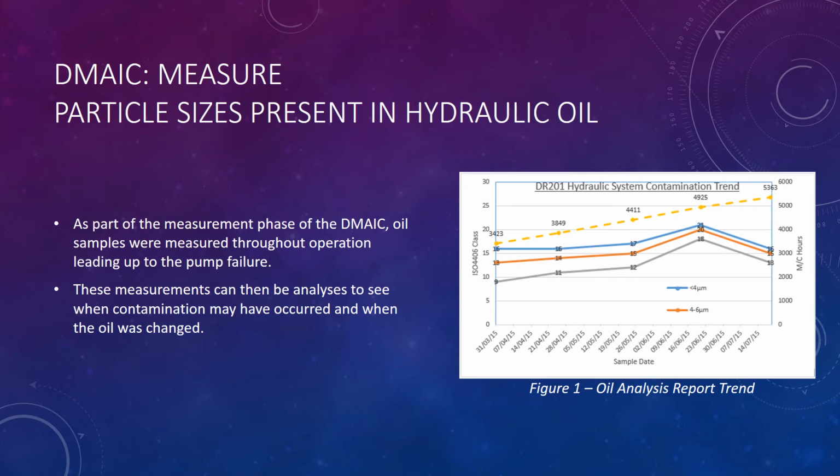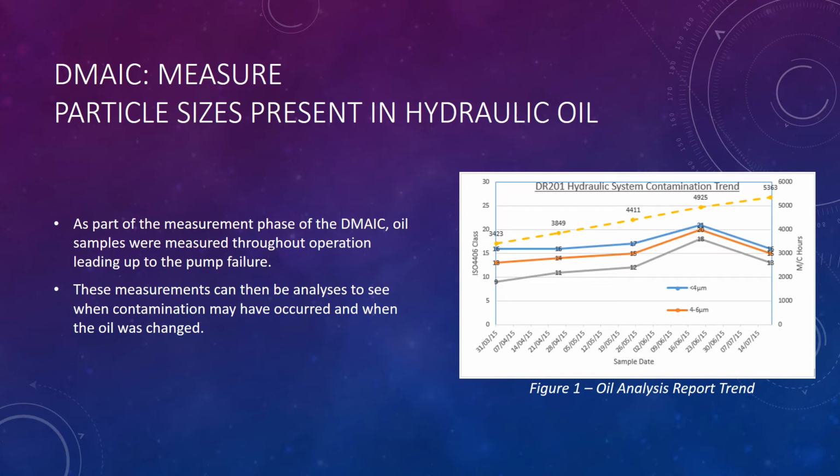Another example of measuring comes in the form of oil samples. This is something that was conducted at the mine leading up to the failures. They basically took oil samples on different days, and then you can tell from the graph that the contamination level continually increases up until the 23rd, which is where they perform an oil change, and then the contaminants drop off back to what they started at.